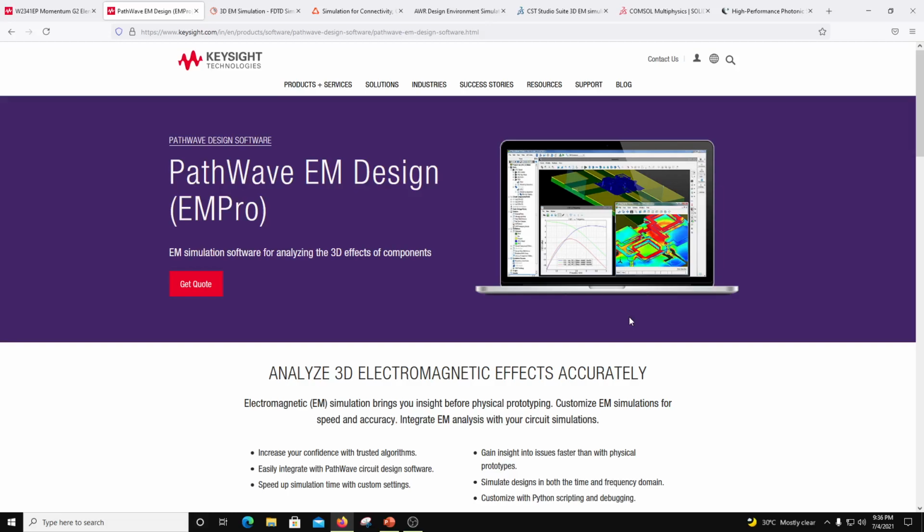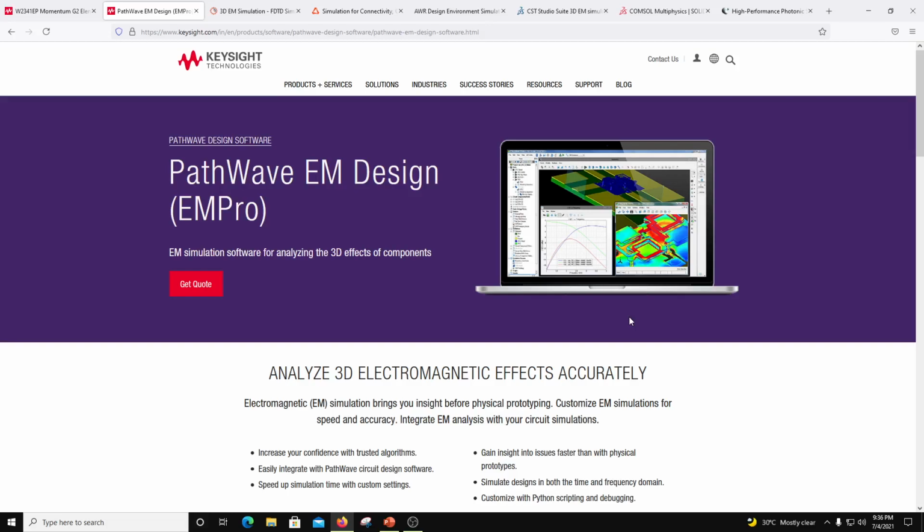Now I did some designs and I compared Momentum results with FEM results in ADS and FEM results from EMPro. The FEM results from EMPro match the Momentum results of ADS, but then the Momentum results of ADS do not match very well with the FEM results from ADS. So FEM, keep in mind, is an add-on, and I won't recommend using FEM in ADS.